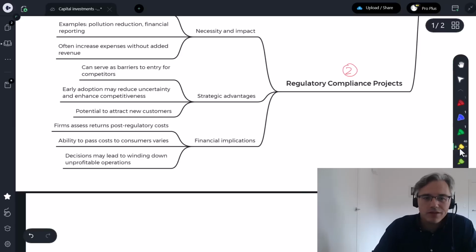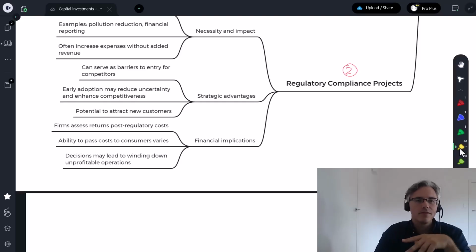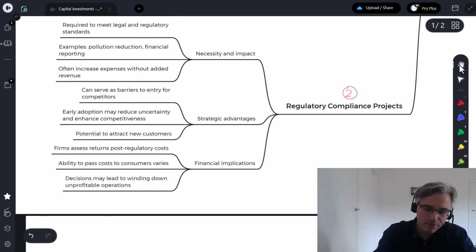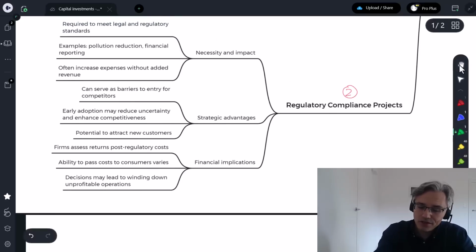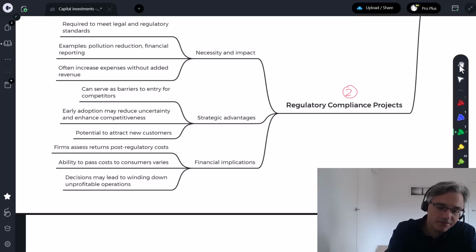Okay. On to the next one, regulatory compliance projects. These are very different to the previous ones. The previous one was at management's discretion, whereas here, it's not at the discretion of management. You need to carry out these investments simply to be in compliance with some legal or regulatory standards.